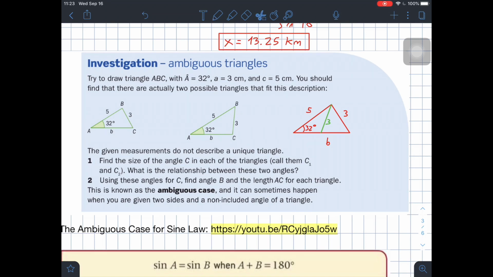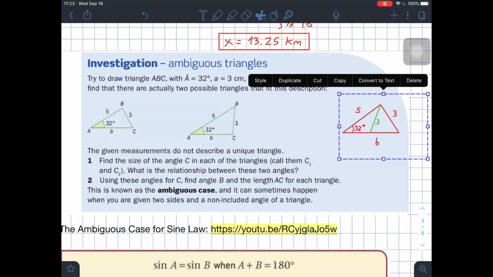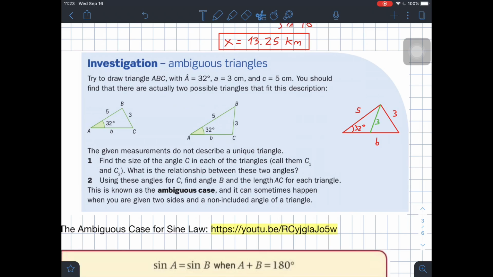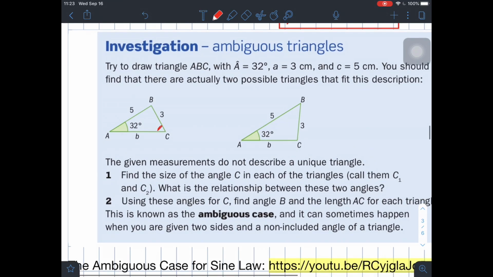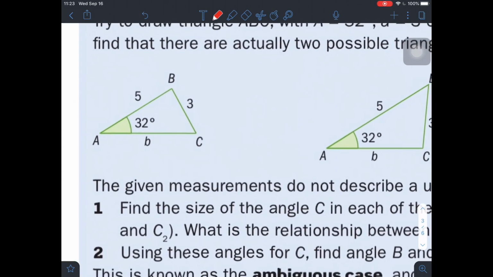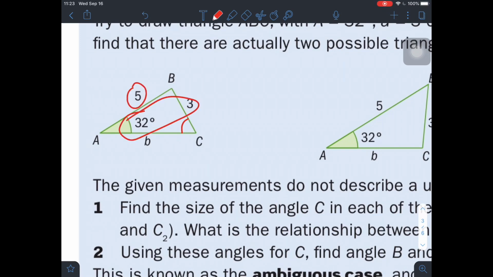Okay, so let's work with both triangles. Let's work with both triangles independently and solve each of the triangles. We want to find angle C in both cases. So how do we find this angle in this particular triangle? I would have to apply the sine rule, right? We already have this side and we have this pair of values. So we can apply the sine rule. We would say that 5 is to sine of angle C as 3 is to the sine of 32 degrees.